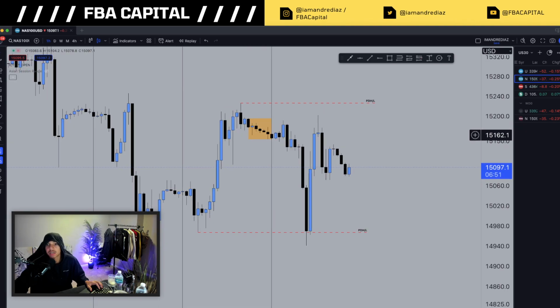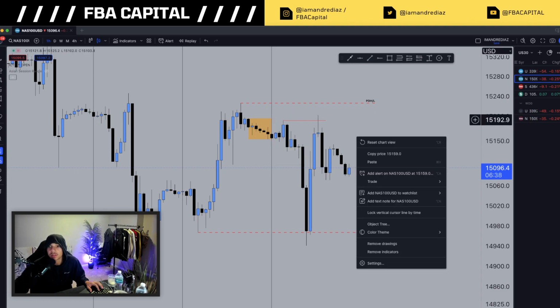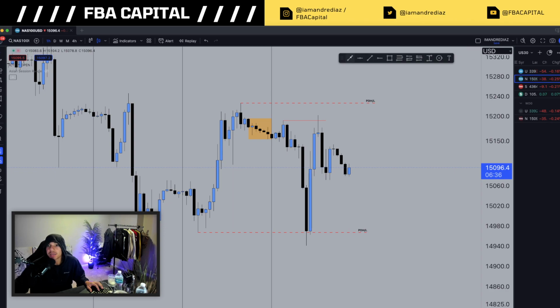So now with that said, where are the main areas of interest that you may be looking at? For one, you may be looking at the London high right here, got traded into, and price had a little reaction off of it. That is something that did happen. But the main thing that I want you to pay attention to is right down here, because this is where I was actually able to capitalize on the move off that previous day's low.